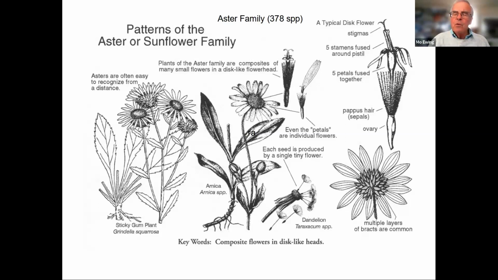So in order to deal with the complexity of the aster family, Ackerfield splits the key. The first key splits all of the species into 6 sub-keys. And we'll go through each one of those sub-keys so that you can see how she does it. Then once she gets you down into one of those 6 groupings, she uses a second set of keys to take you to the genus, and then a third set of keys from the genus to take you to the species.